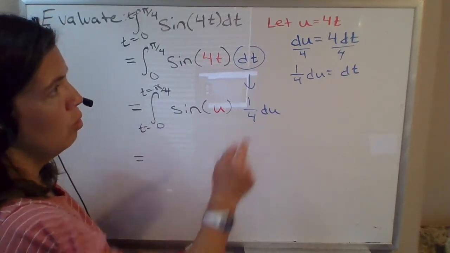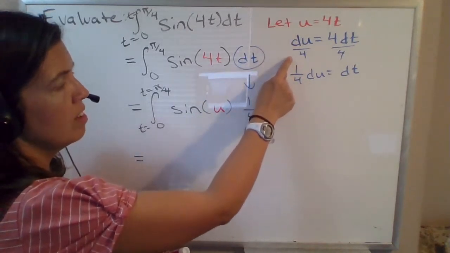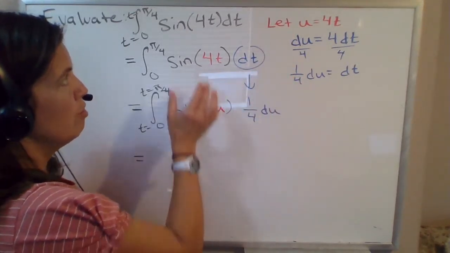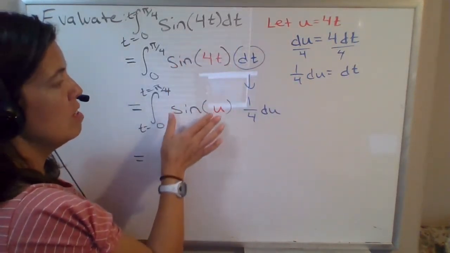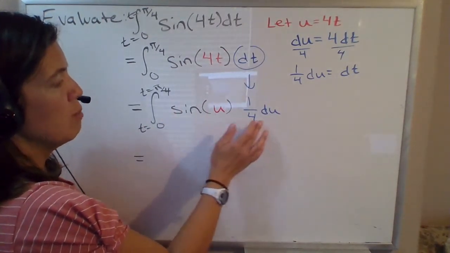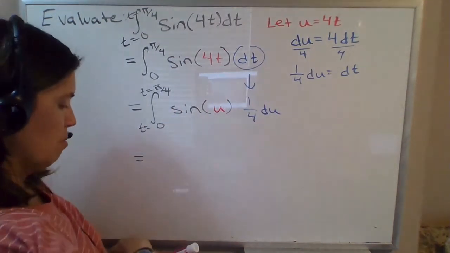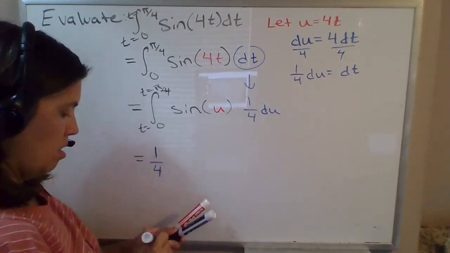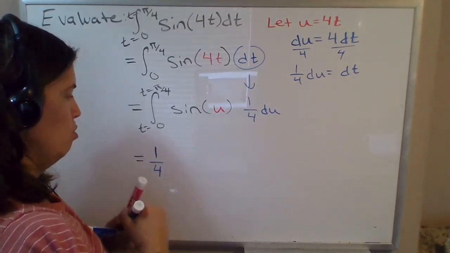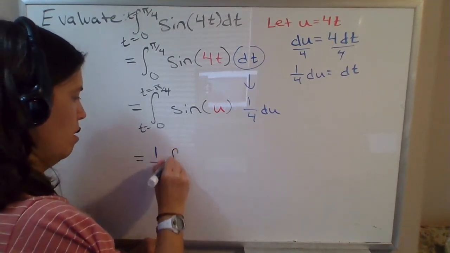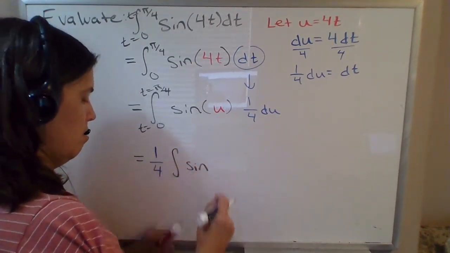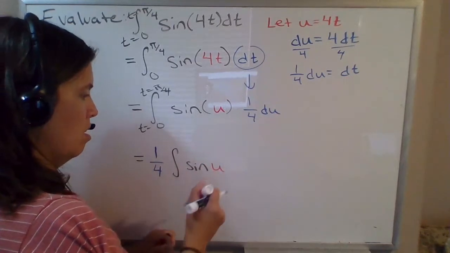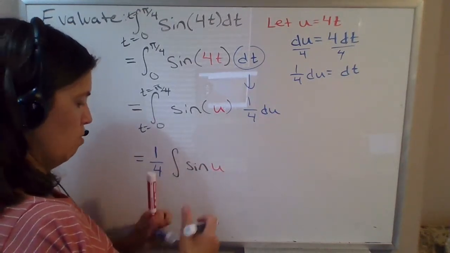So using this substitution and this equation for the differentials, we've determined that this original problem is equal to sine of u times 1/4 du. So I'm going to put the 1/4 out front. And then we've got the integral of sine of u times du.